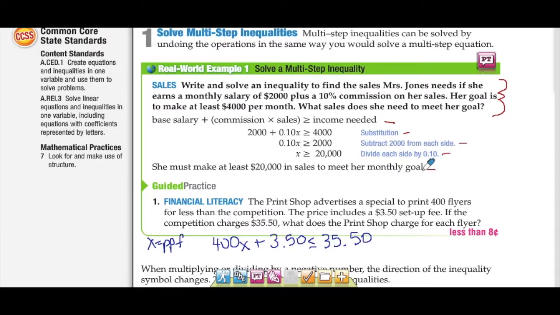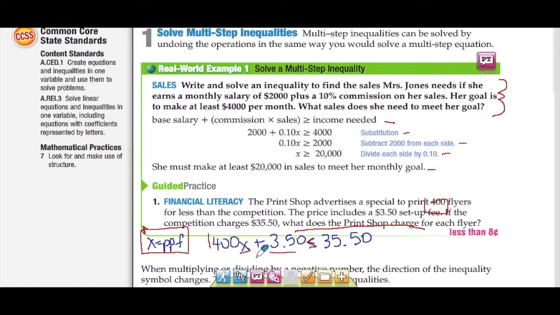find the answer. For our guided practice problem, I'm going to start by identifying what my variable is. In this case, the price per flyer. It asks in the question, what does the print shop charge for each flyer? So that's my clue what I'm trying to solve for. So if I did know the price of the flyer X, I would want to multiply that by 400 because it's looking to print 400 flyers. Then I want to add in the $3.50 setup fee, and I want to make sure that I'm coming in less than the competition. So actually it should just be less than $35.50.